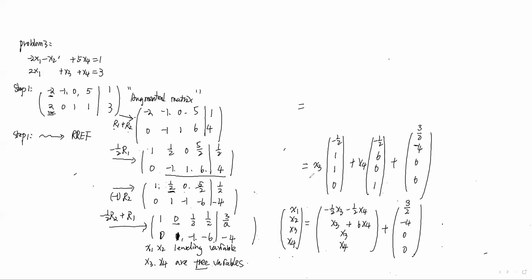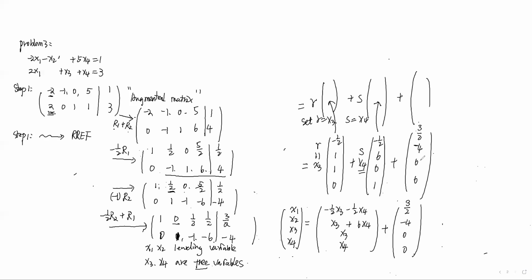And then you write this, you set this is R, you set this is S. Or you can write in English, set R is x3, S is x4, and then you write in this form, copy this in this place, plus S, copy this into this place, plus a vector, copy this vector to this place, and remark R, S is in R.